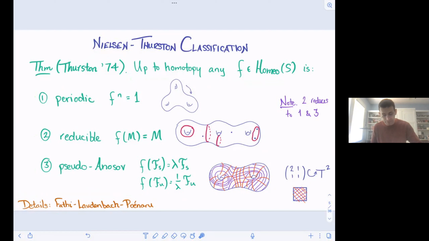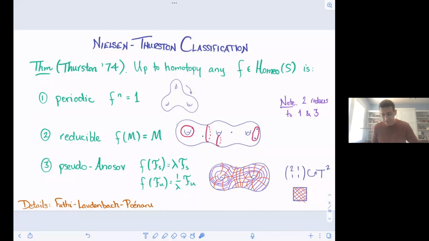And the first type is periodic. So some power of the homeomorphism is the identity. An example of that is just taking the surface like this and rotating it by one click. That has order 3.